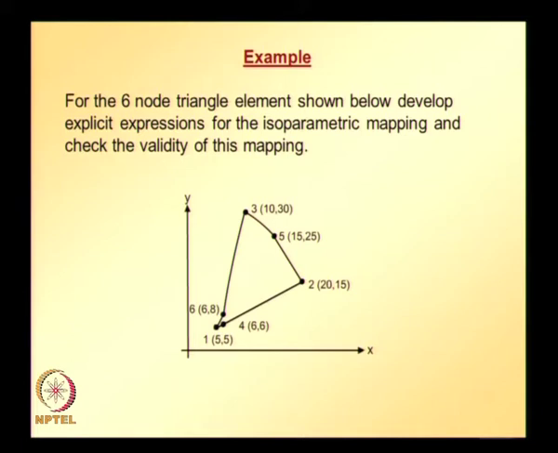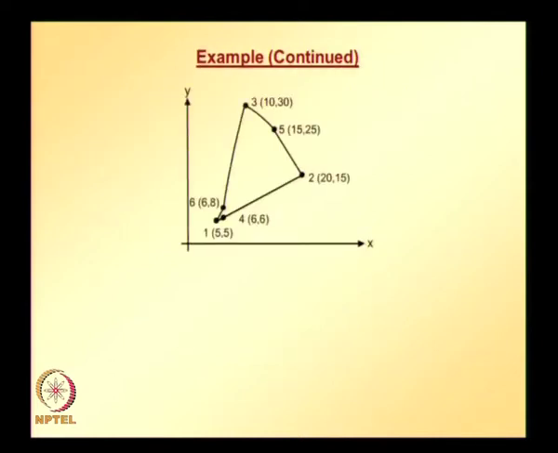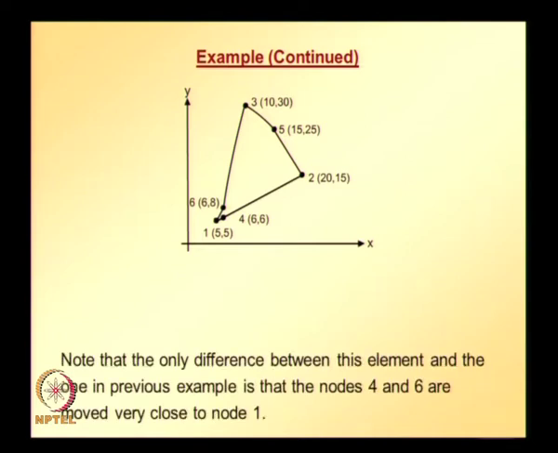For the 6 node triangle element shown below, develop explicit expressions for the isoparametric mapping and check the validity of mapping. And if you see what is the difference between the previous element and this element, the only difference between this element and the one in the previous example is that nodes 4 and 6 are moved very close to node 1.